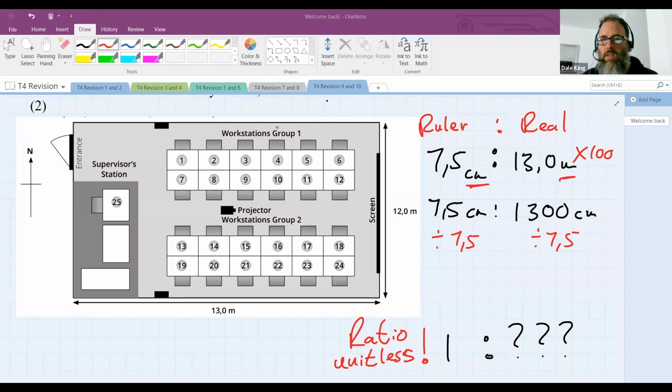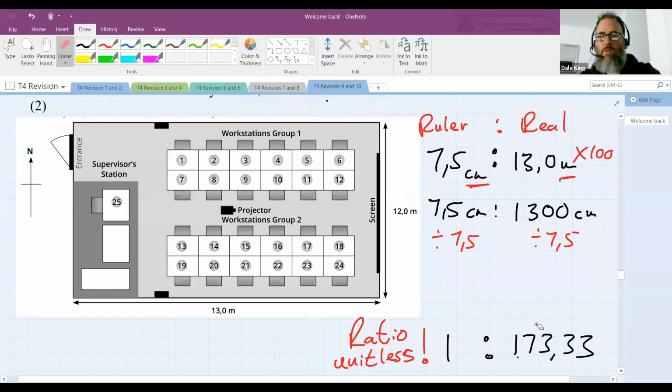We're going to use this method here, divide by 7.5, because that'll get us right down to 1. Okay, so 7.5 divided by 7.5 is 1. But I need to do 1,300 divided by 7.5. And that gets me to 173.33. So the answer is 1 is to 173.33. All right. Now you don't need to write the units. Ratios are unitless because we assume that the units are all the same.